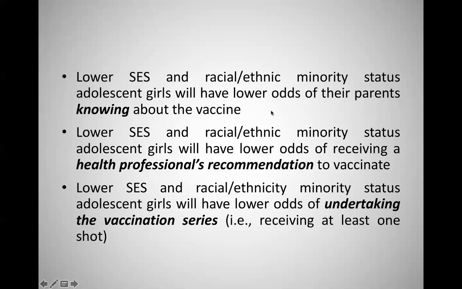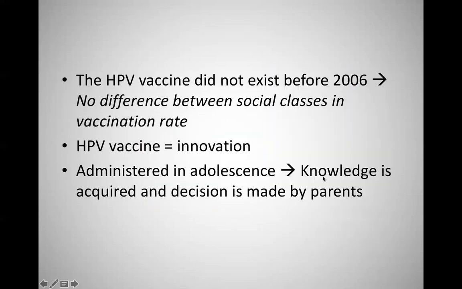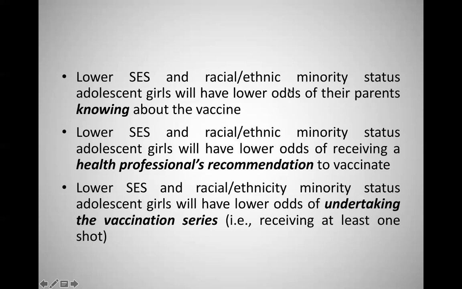You saw what I actually showed you in this figure, that there was one group where their knowledge of the vaccine didn't change much, their uptake of the vaccine didn't change much, and there's another group that actually learned a lot more information about the vaccine. The doctor recommended it, and they basically give it to their adolescent daughters. Okay? So the study found that lower SES and racial ethnic minority status adolescent girls have lower odds of their parents knowing about the vaccine.